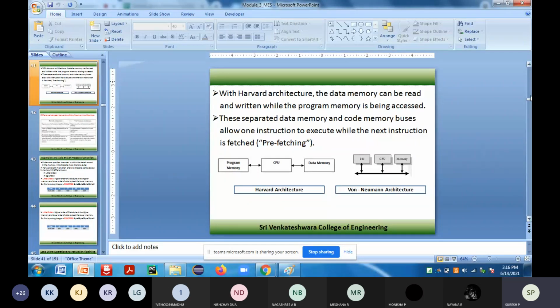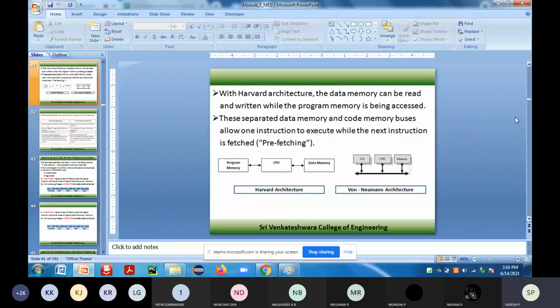Since it uses a separate bus for the data memory as well as the instruction memory, you have two different buses. It is like traveling from Yelahanka to college: if you use two different buses for carrying the girls and the boys, obviously both groups can reach the destination easily. The same way here, the data bus is totally different and the instruction bus is totally different.